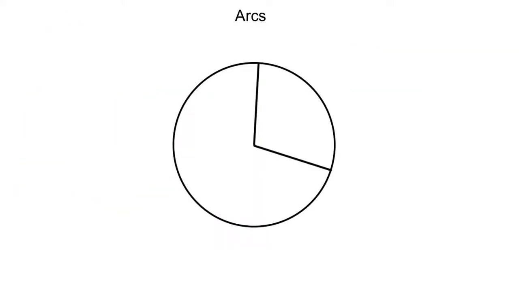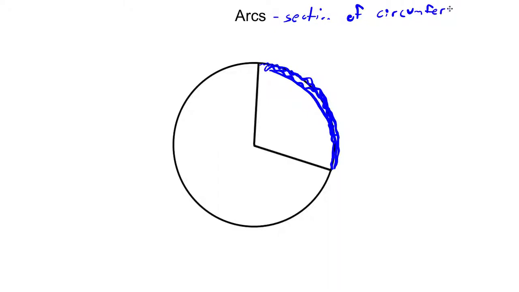All right. Well, we also have arcs, and arcs are the distances formed around the perimeter, or the circumference. So this distance right here, this is an arc. An arc is the section, so I can even write this out. We'll define this as the section of the circumference formed by the central angle.